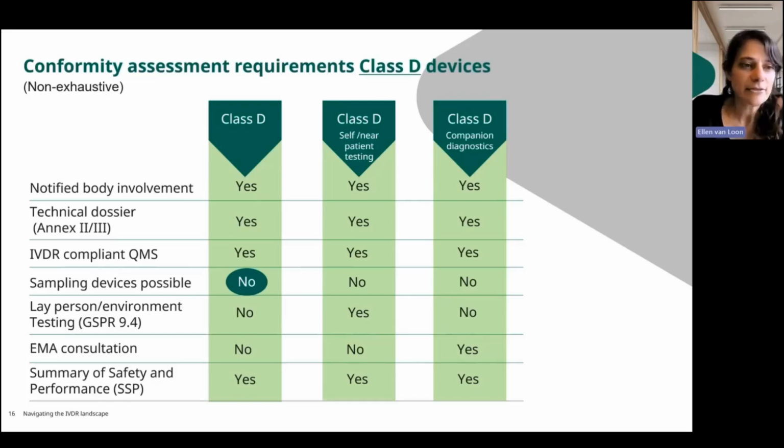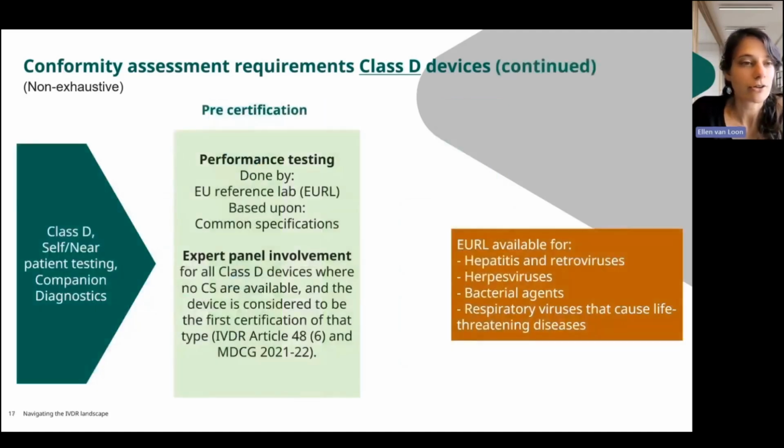If we look at Class D devices, the scheme actually looks the same. The only difference is that also for normal Class D devices, sampling of devices is not possible, and all files are checked. Class D devices also have additional requirements. So for the normal Class Ds, for the self near patient testing, and for the companion diagnostics, performance testing needs to be done. And this is performed by the EU reference lab, and often this is based on common specifications.